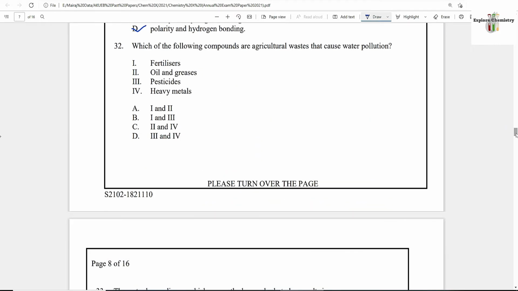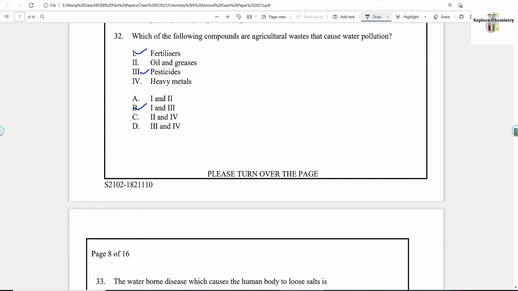Number 32. Which of the following compounds are agricultural waste that cause water pollution? In agriculture, fertilizers are present. Oils and grease, no. Pesticides are also used for agriculture purpose. Heavy metals, no. So 1 and 3, option B is the correct answer.